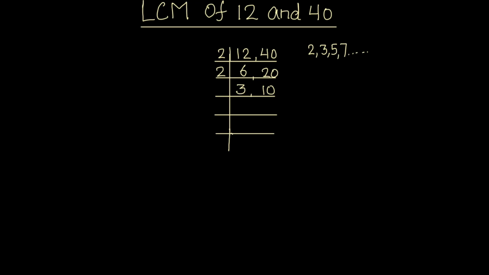3 is a prime number and 10 is an even number which is divisible by 2. So write 3 as is and we'll divide 10. 2 times 5 is 10. Now 3 and 5 both are prime numbers.